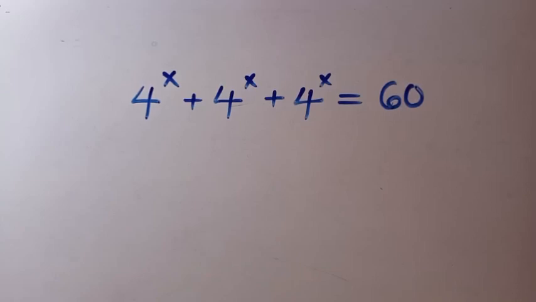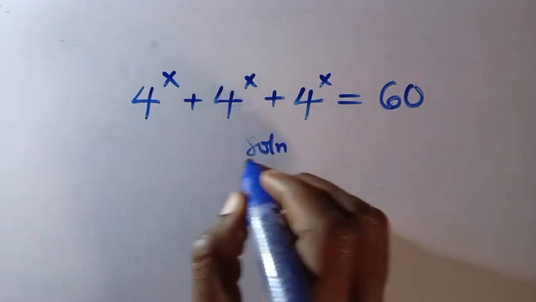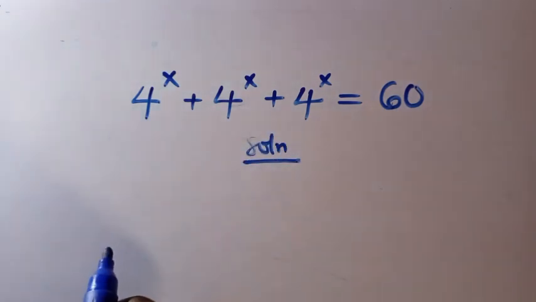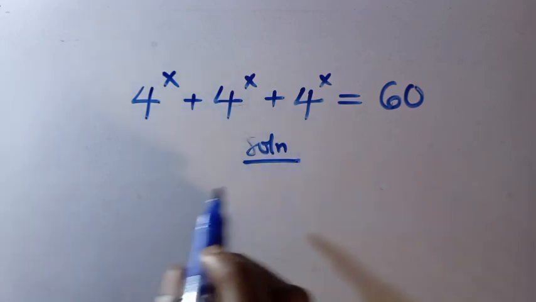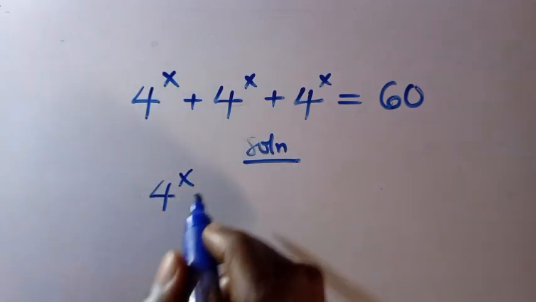How to solve these nice exponential equations: 4^x + 4^x + 4^x = 60. Let's solve for the value of x by considering the solutions. Here we have 4^x. Suppose we take out 4^x from here.